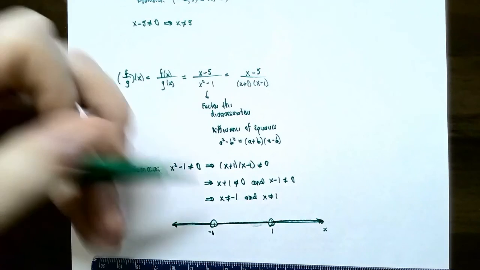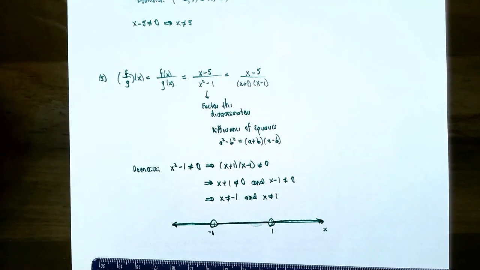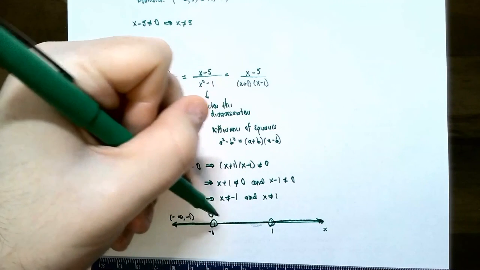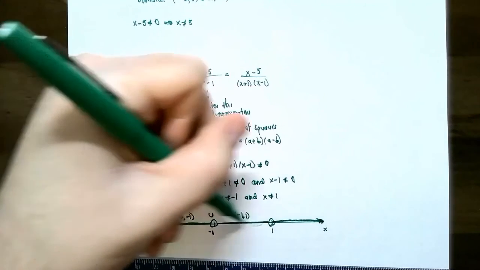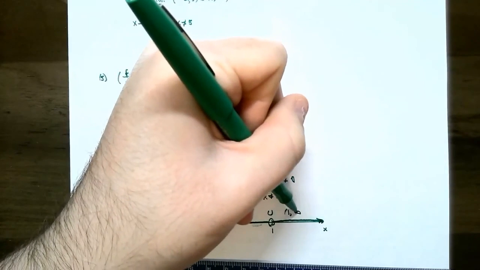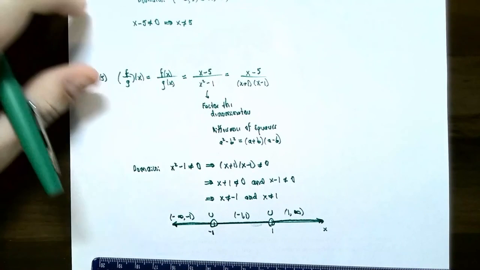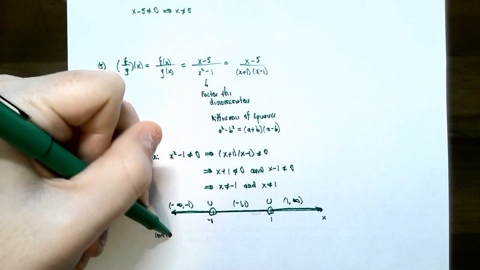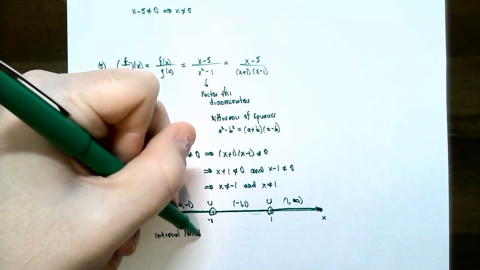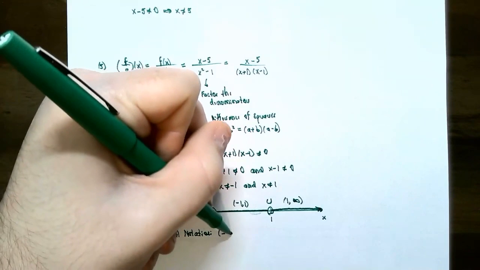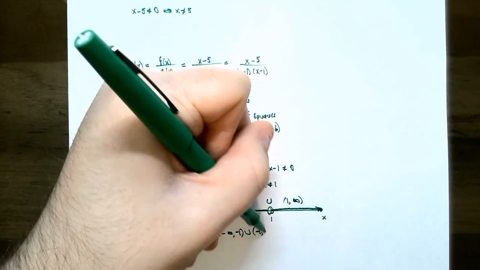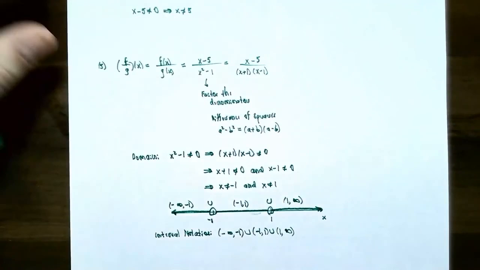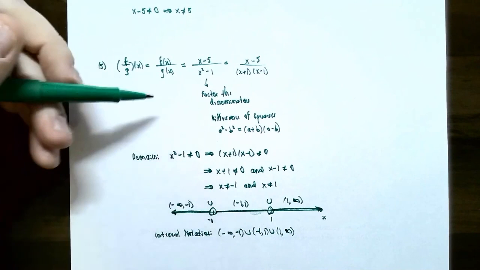So notice that the number line has 3 different pieces. That means you're going to have to use union twice. This part is from negative infinity to negative 1, union. Negative 1 to 1 is between the two, union 1 to infinity. And so that's the domain written with interval notation. So negative infinity to negative 1, parentheses, negative 1 to 1, parentheses, union 1 to infinity. And so that's the domain of the original function.